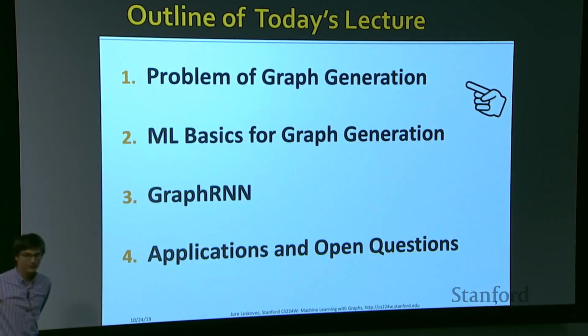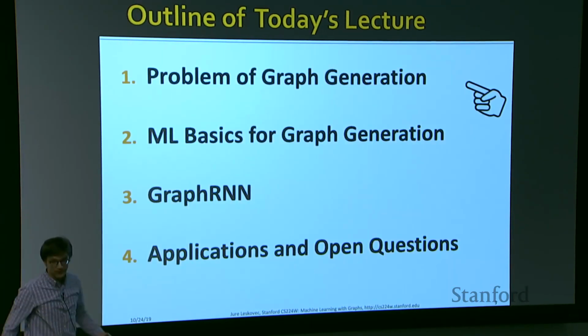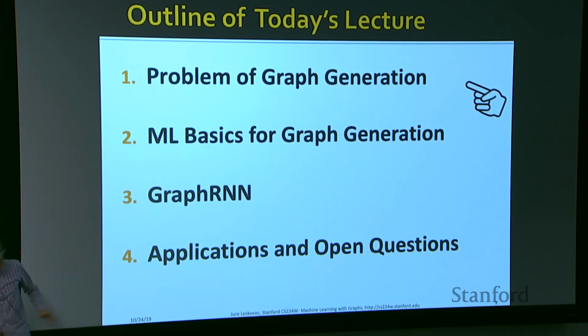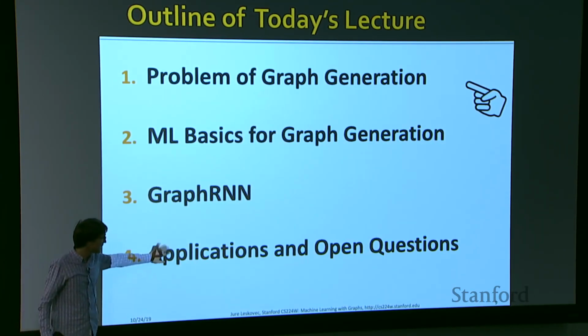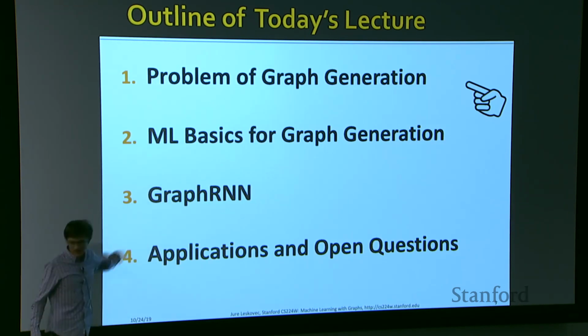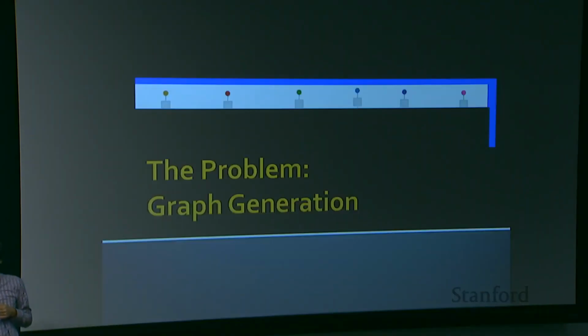So the outline for the lecture today will be that I'll first introduce the problem of graph generation. I'll tell you some fundamentals of machine learning for graph generation. We'll talk about this model called graph RNN, and then we'll talk about applications and open questions, and I'll probably end here, and that will be fine. Okay? So graph generation, right?